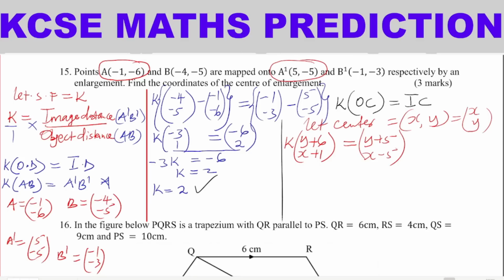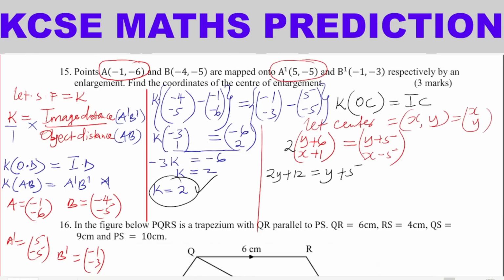So open these brackets, you get this is, and remember that k, we can substitute k. K is 2. We got the k as 2. So don't forget that, the scale factor of enlargement. So this one is 2. So opening this one, you get 2y plus 12 is equals to y plus 5.